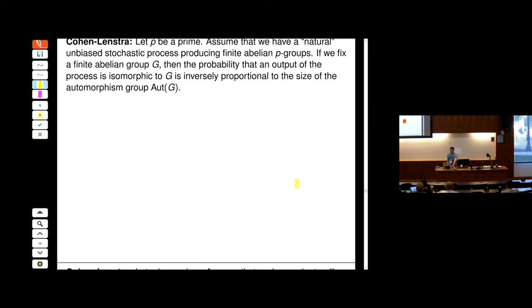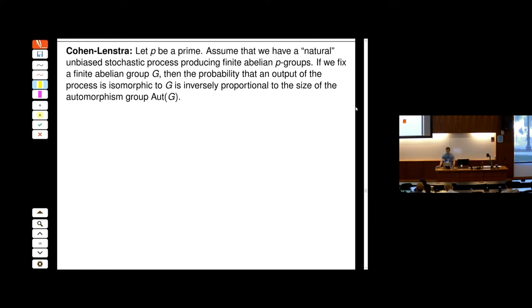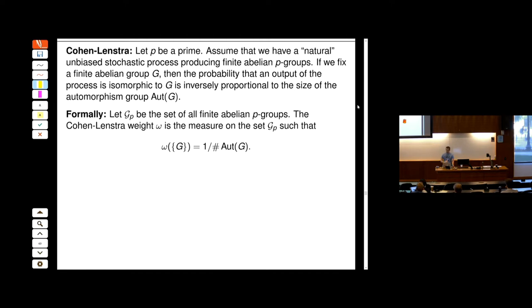All right. So what does the Cohen-Lenstra heuristic say again? That's where it is. So let's do it a little bit more formally. What it says is, okay, let's take G_p to be the set of all finite abelian p-groups. And then the Cohen-Lenstra weight, omega, is the measure on the set G_p such that the measure of one element is 1 over the size of the automorphism group. If the weight of the whole space, according to this, was 1, this would be the probability. But we have to account, is that right? Is the weight of the whole space 1? Is it actually not? Okay, so we have to be careful with that.